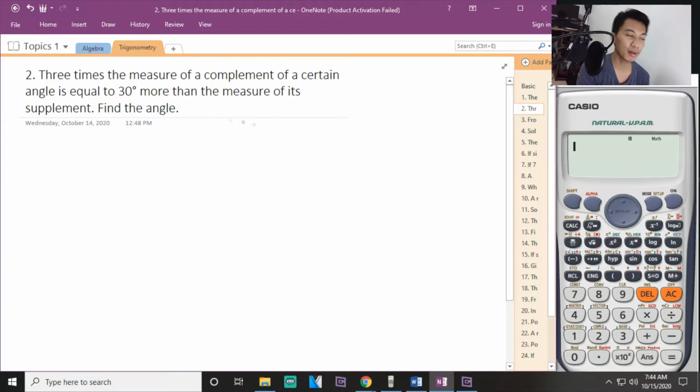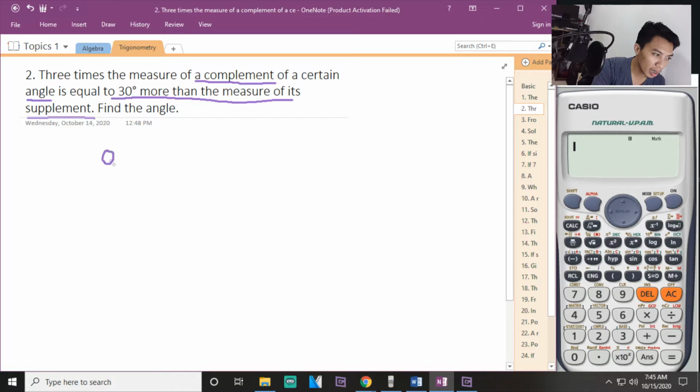And for number 2, 3 times the measure of a complement of a certain angle is equal to 30 more than the measure of its supplement. Nako, natandaan niyo pa ba yan? Ano ba yung supplement? Ano ba yung complement? Turo ko sa inyo. Now, a complement is an angle that is less than 90 degrees. So, the angle of the complement, or theta c, is 90. You put it algebraically as this: 90 minus the angle.